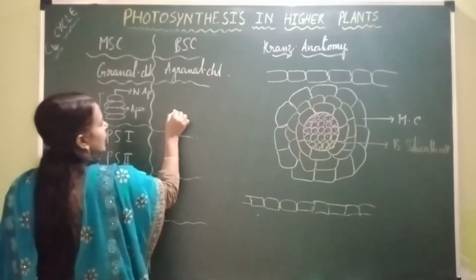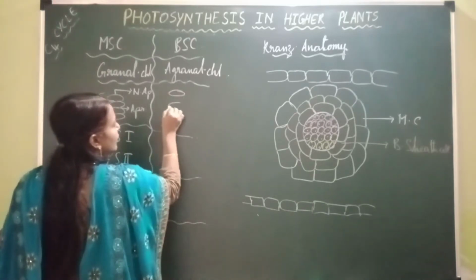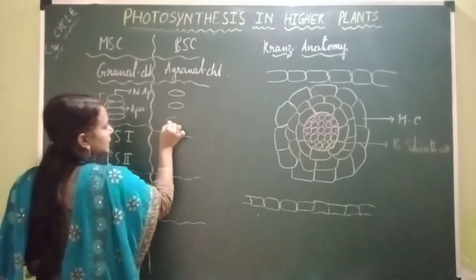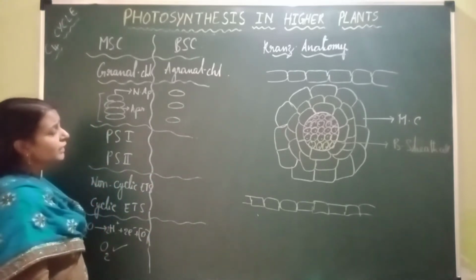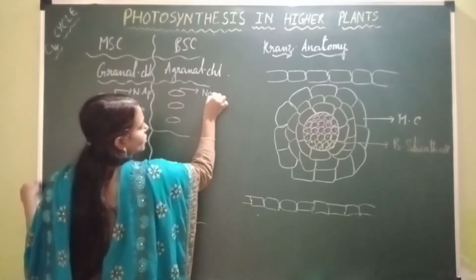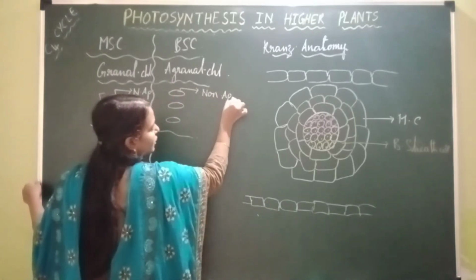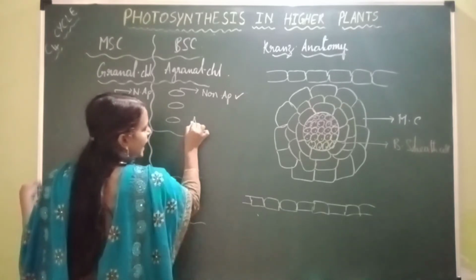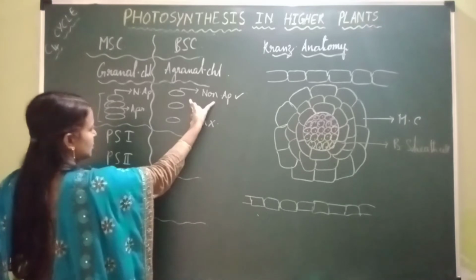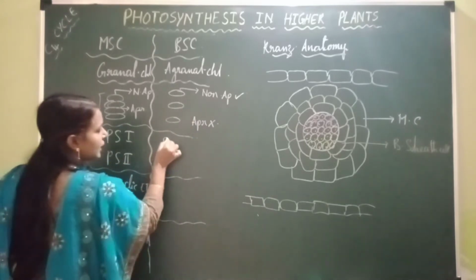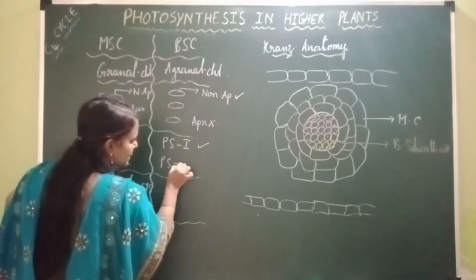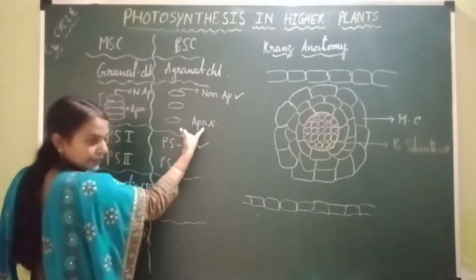Right. So agranal chloroplasts, that means the thylakoid membranes are not stacking one above the other. They are present singly. So here only non-appressed regions are present. There are no appressed regions. As there are only non-appressed regions, only PS1, photosystem 1, is present. But photosystem 2 is absent due to the absence of appressed regions.